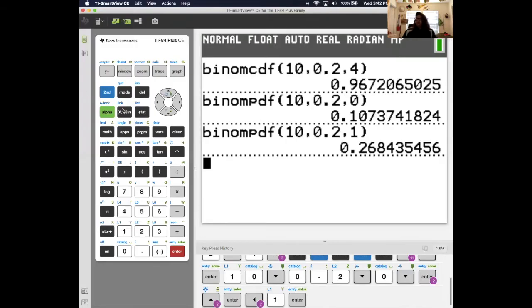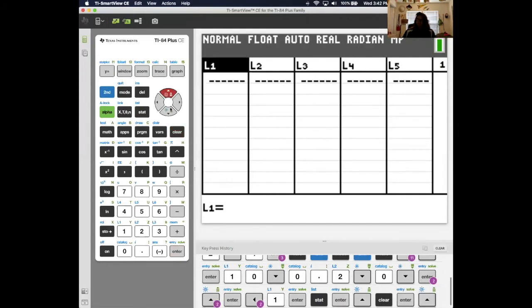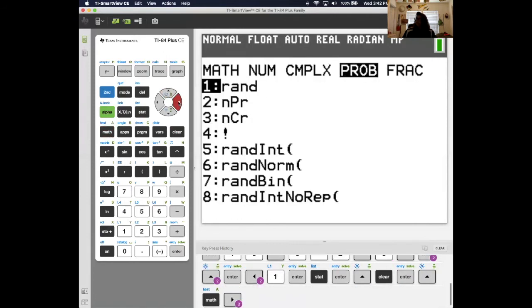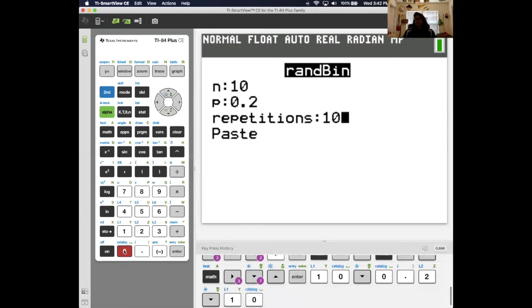So what you're going to do is hit Stat and edit your list. You're going to go up to L1, clear that, and click Enter to make sure there's nothing there. Then go back to L1. You're going to click Math, scroll over to Probability, and you're going to do Rand Bin, and click that. N represents our sample size. So remember, each time we're doing a sample, we're going to pick 10 M&Ms. And of those 10 M&Ms, 20% is going to be brown. And we're going to do this for 100 trials.